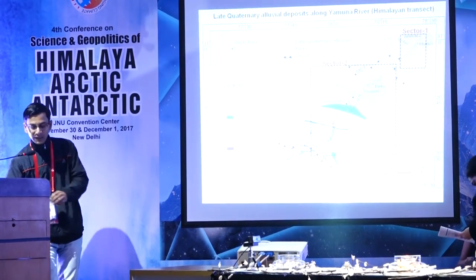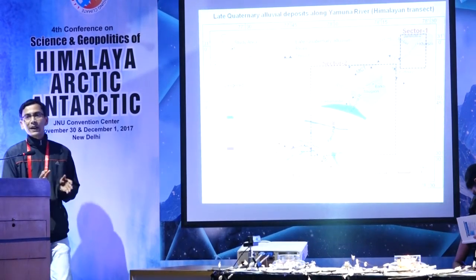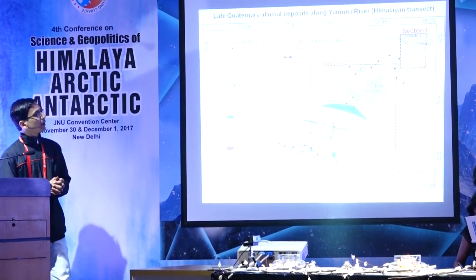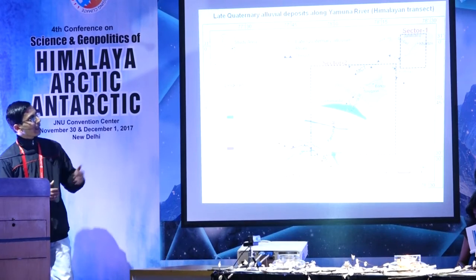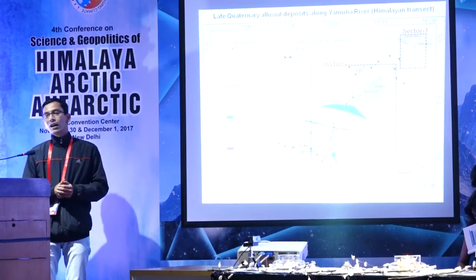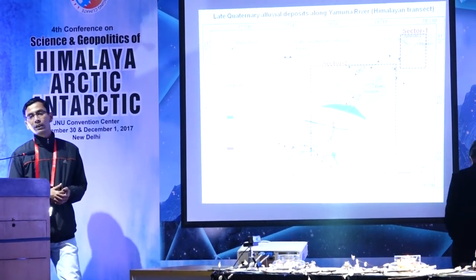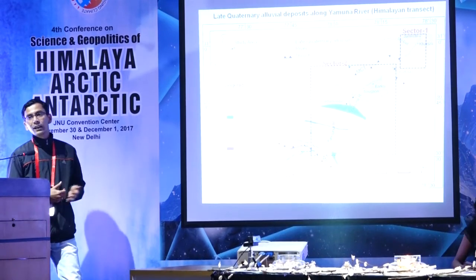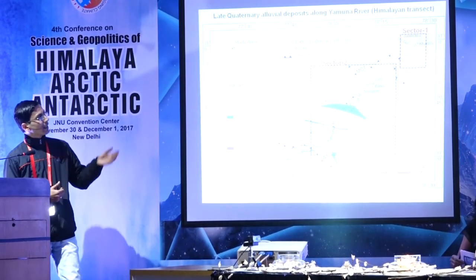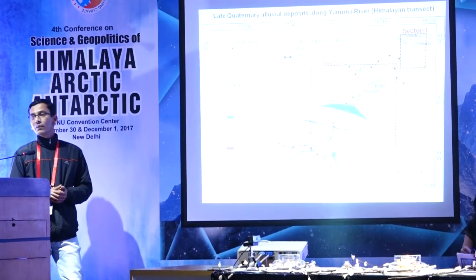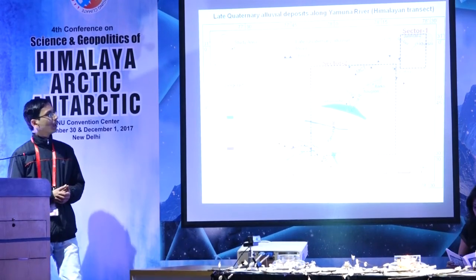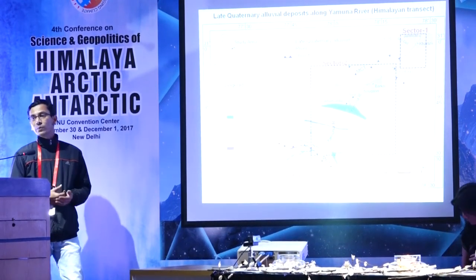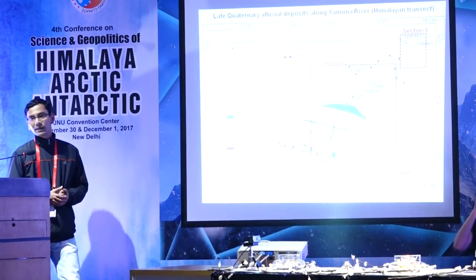For the convenience and to have better correlation of the data set, we have divided this area into 3 sectors. Sector 1 lies in the north of the main central thrust, and with respect to the geomorphology, the valley is very narrow in the north of MCT, which also indicates the area is exhuming very fast, and it has been exhumed in the past also. So the river down cutting is more than the lateral erosion.